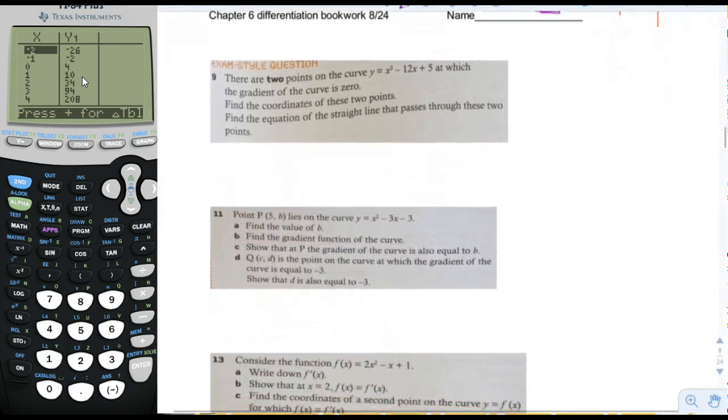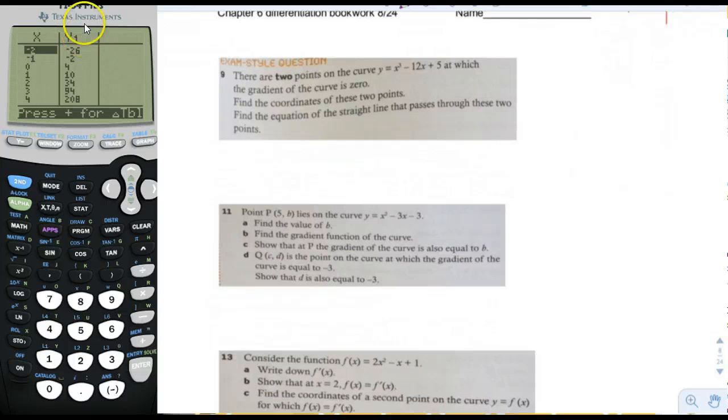Now number 9. There are 2 points on the graph, on the curve, x cubed minus 12x plus 5, at which the gradient of the curve is 0. Find the coordinates of these 2 points. Find the equation of the straight line that passes through these 2 points. So this has one extra step on it.